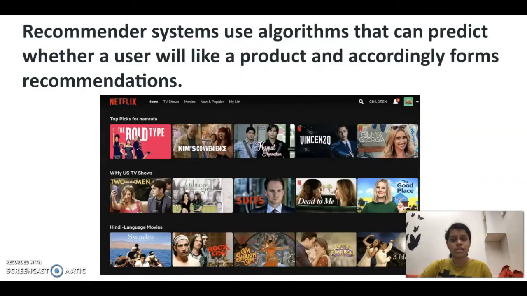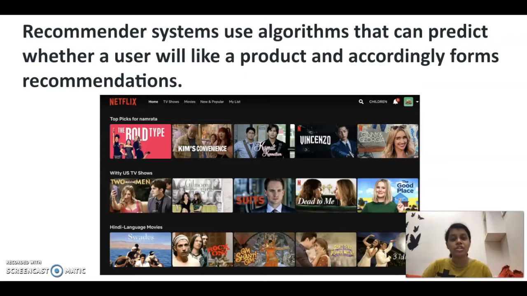Now, I'm sure you've all seen a Netflix homepage similar to this one before. Have you ever wondered how exactly it is that Netflix knows which TV shows and movies to recommend? How does Amazon know which products to recommend after you're done buying one? Or how does Spotify know how to create that perfect playlist that's going to uplift your mood? Well, recommender systems are behind all of this.